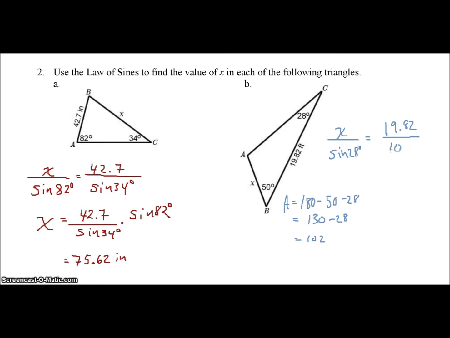Wait, not 102. Sorry. Should have been sine of A, or sine of 102. That means x is 19.82 multiplied by the sine of 28 degrees over the sine of 102 degrees. That's about 9.5 feet.